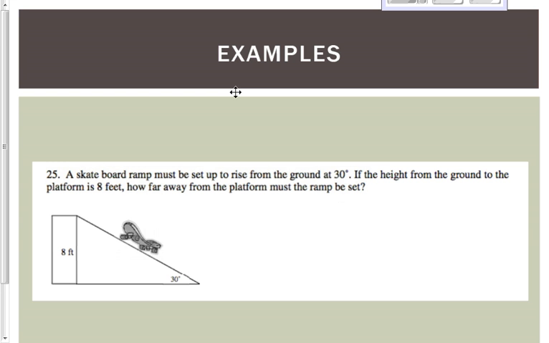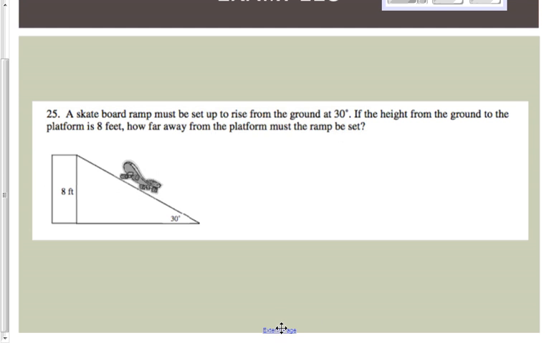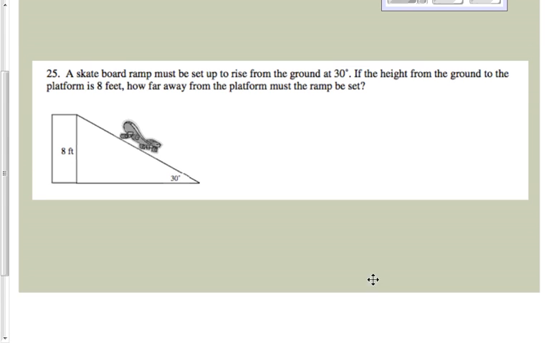Looking at the last example, it says a skateboard ramp must be set up to rise from the ground at 30 degrees. There's my 30-degree angle. If the height from the ground to the platform is 8 feet, I know that one's hard to see, 8 feet. So here's the platform. And this side I know right here is 8 feet.